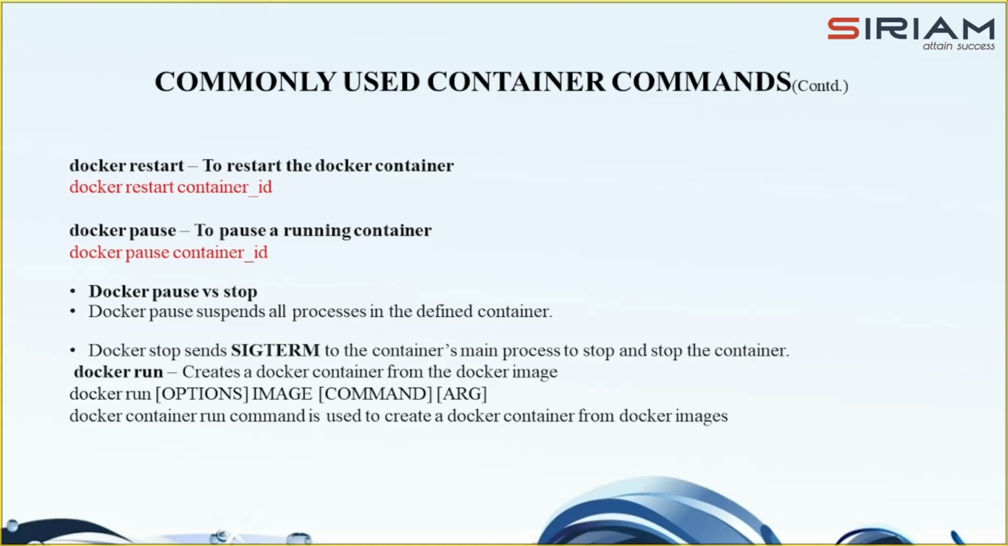Next is Docker run. It creates and starts a new Docker container from a Docker image. That is the main purpose of this Docker run command. Docker run is used to create and run a new container instance based on the specified Docker image. You provide options to customize the container's behavior, such as port mappings or volume mounts, and after specifying the image to use, you can optionally provide a command to override the default command defined in the image's Dockerfile. This command is fundamental for launching Docker containers from images.